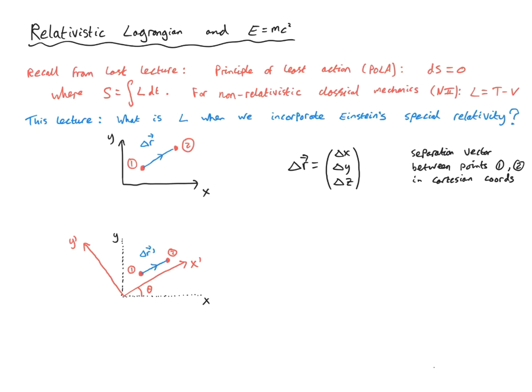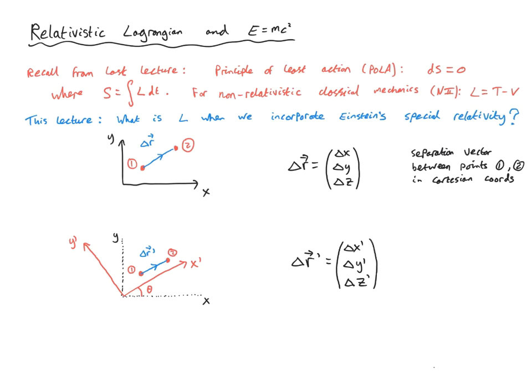So the question is, what is the separation vector between 1 and 2 in our new coordinate system? Well, staying with this notation, let's call this delta r vector primed. And we're going to describe this in terms of the separation between the points along the x primed axis, which I'm calling delta x primed, the separation along the y primed axis, I'll call that delta y primed, and the separation along the z primed axis, which I've not drawn, called delta z primed.